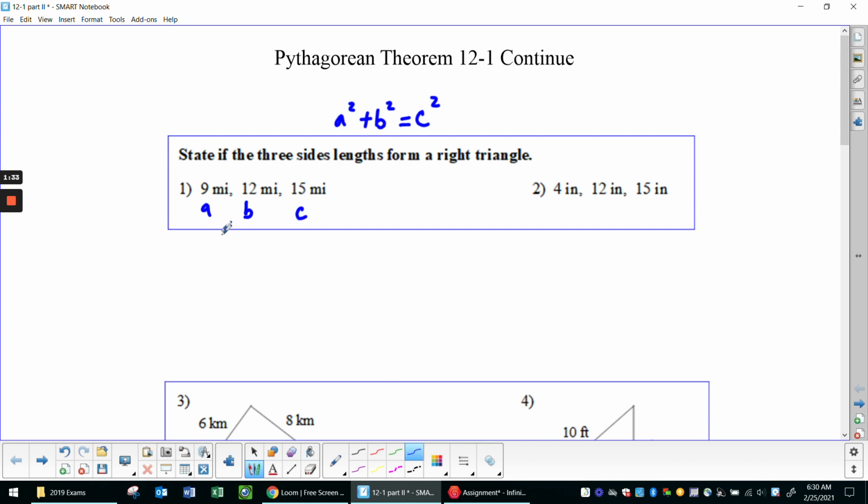Okay, so we're going to go ahead and square each one, right? And see if the sum of the squares is equal to the square of the hypotenuse, which is 15. So 9 squared plus 12 squared, is it equal to 15 squared? That's what you're asking yourself. So I'll let you guys go ahead and solve that, and we'll be right back.